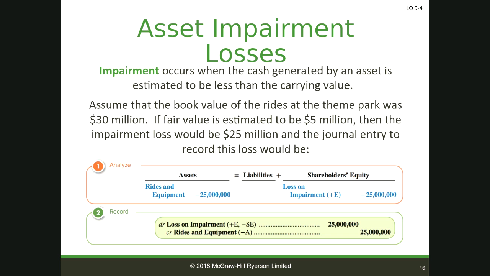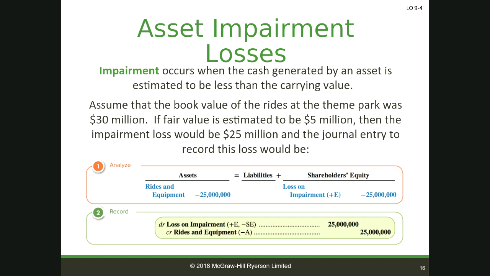It says, assume that the book value of the rides at the theme park was $30 million. Okay, so remember, book value is cost minus accumulated depreciation. So that net number is $30 million. The next sentence says, if the fair value is estimated to be $5 million, then the impairment loss would be $25 million. Fair value would be how much cash are we going to be able to generate if we sell the rides, right?